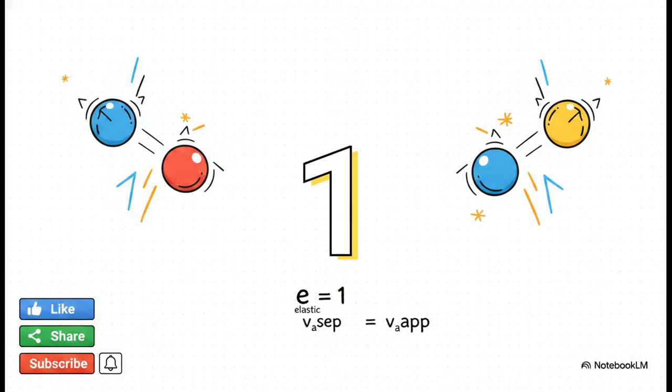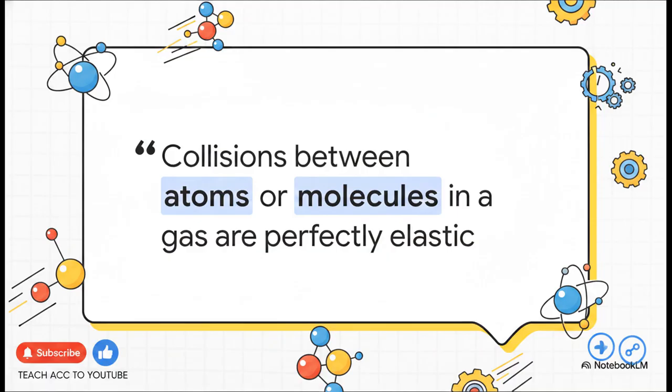In physics, we actually measure the bounciness of a collision using a handy little variable called the coefficient of restitution, which we represent with the letter e. For a perfectly elastic collision, e is exactly equal to 1. Mathematically, this simply means that the velocity at which the objects separate is exactly equal to the velocity at which they approached each other.